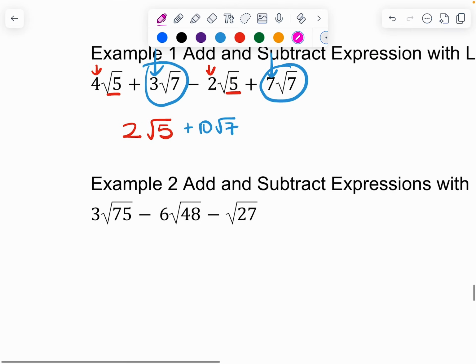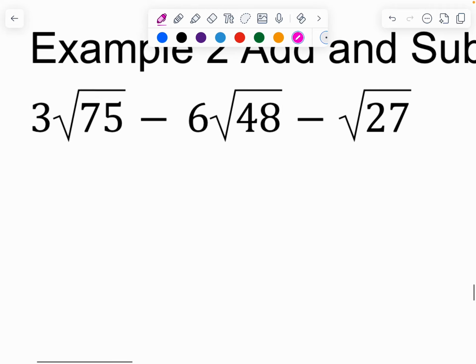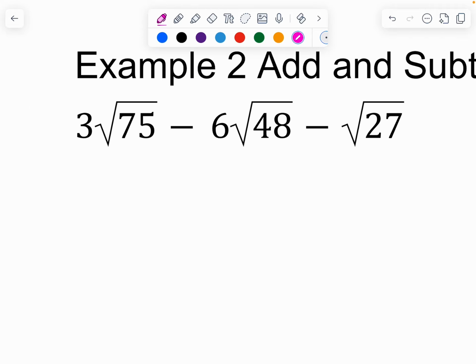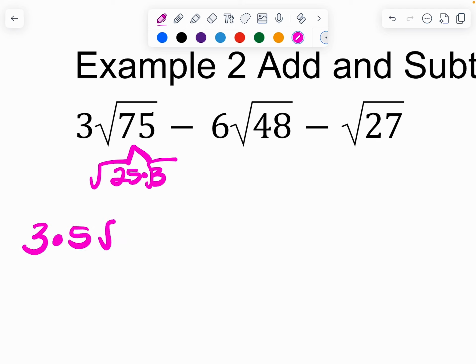Okay, on this one, we need to simplify our radicals first. Okay, so this is going to be 25 times 3. So the square root of 25, the square root of 3. So 3 times 5, radical 3. So that's 15 radical 3.